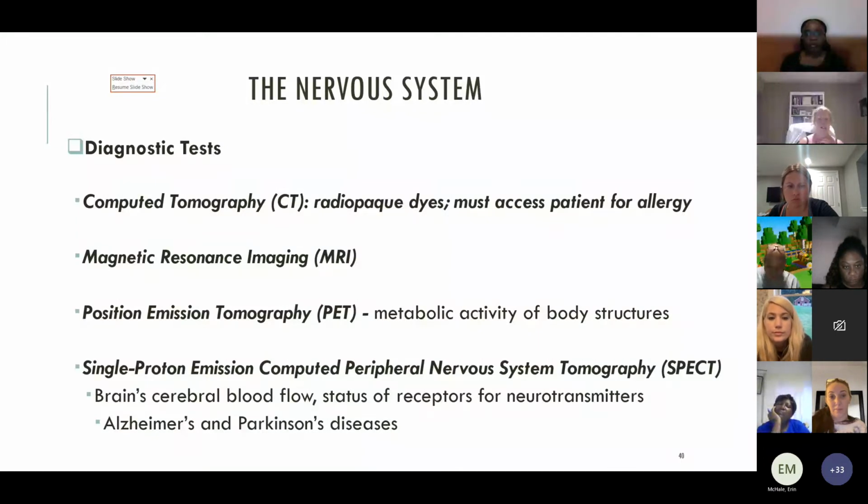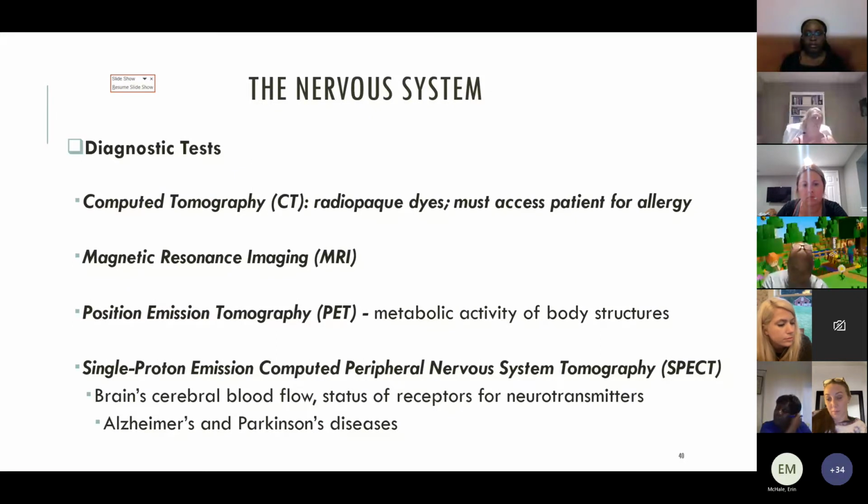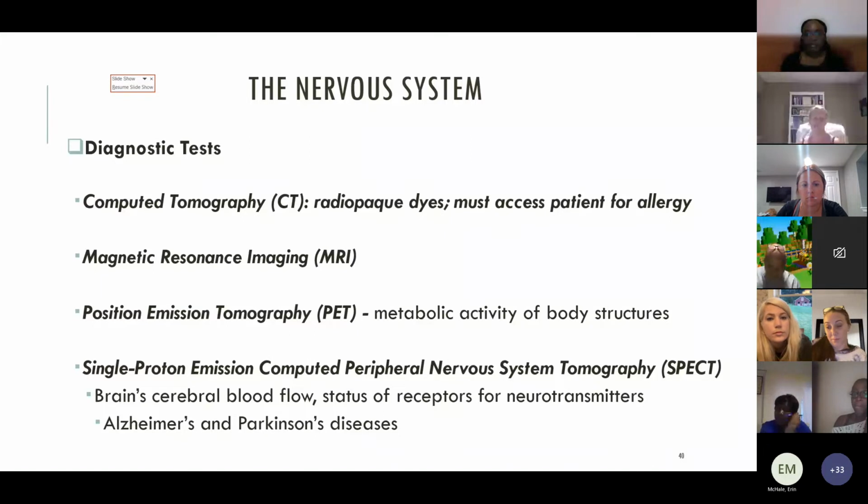This test will actually look at the anatomic structures, and it can give us information about how well our brain is functioning. It can look at the blood flow to the brain, and it can look at the receptors for different neurotransmitters in the brain. So this test can actually help diagnose Alzheimer's disease and Parkinson's disease. We also sometimes do this test with patients that have seizures, and we can use it to get detailed information for people who have brain tumors as well.